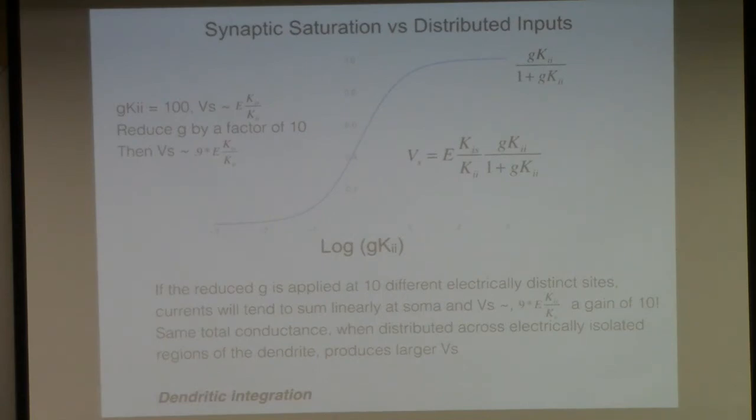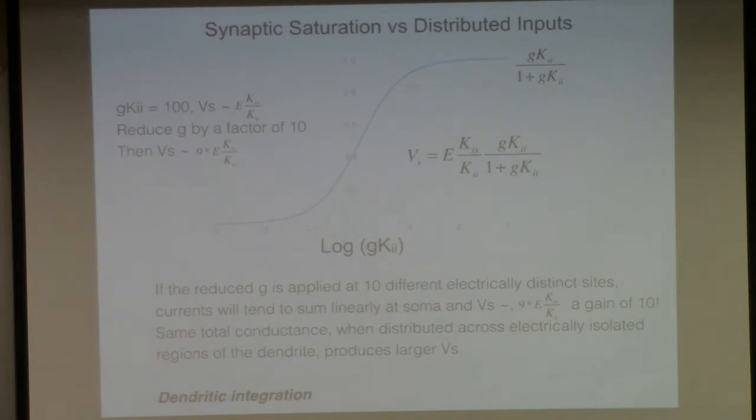Yes? That linear summation, that's because of superposition? It's because of superposition, and we're assuming that the sites where we're applying these inputs are far away enough from each other that they aren't interacting electrically together. And so it's an approximate number. It's approximately 9 times as large.